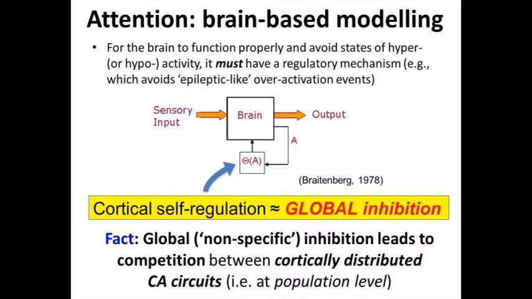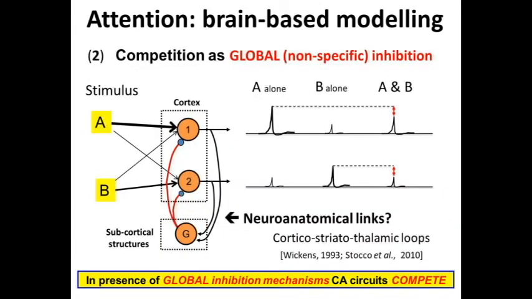So we've got this inhibitory mechanism necessitated by the nature of neuronal activity itself, and we know that it functions on the basis of competition between cortically distributed cell assembly circuits at the population level, the item level, and so then we integrate this idea into a little model. We've got cell assembly 1, cell assembly 2, and the necessity for competition suggests that there must be some third element, labeled G here, regulating inhibition.